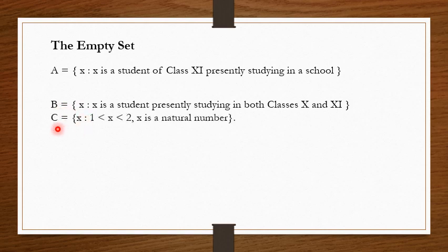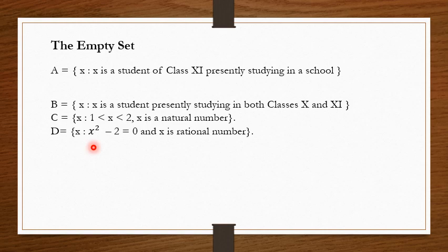Here in C, the set of all x such that 1 < x < 2 and x is a natural number. That is, C contains all natural numbers which lie between 1 and 2. Does there exist any natural number which lies between 1 and 2? No. So, C contains no elements.